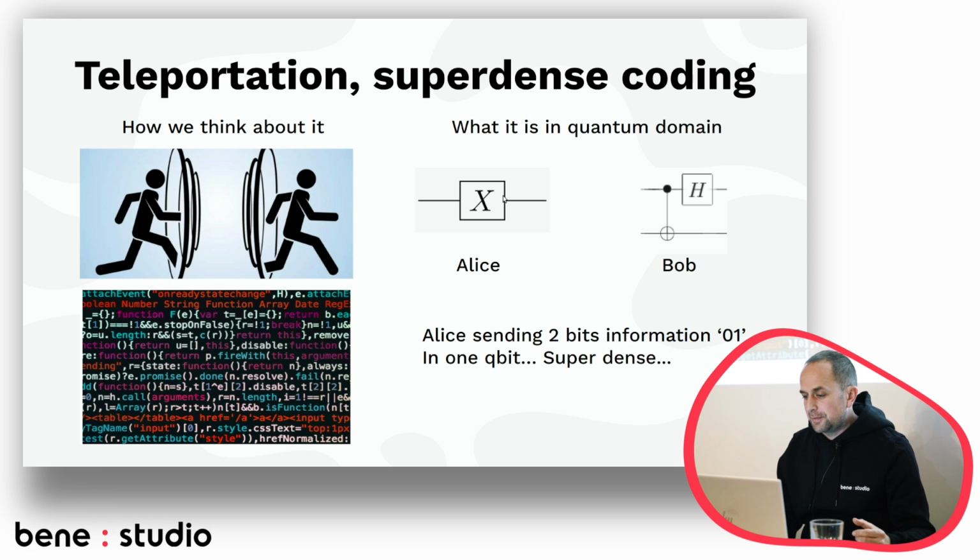Yeah, it seems to be a waste of resources to travel, let's say, to the moon with 2 entangled qubits to send 1 more bit of information. But it works. It was proven and it works.